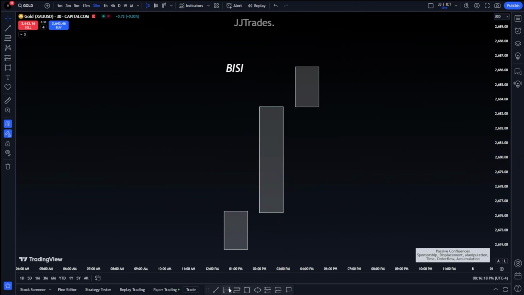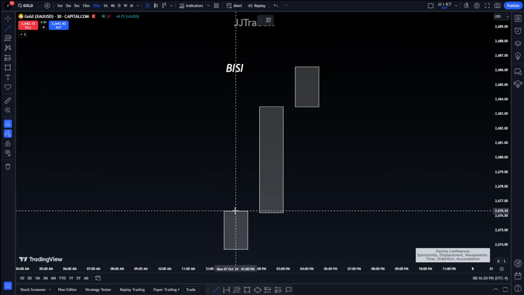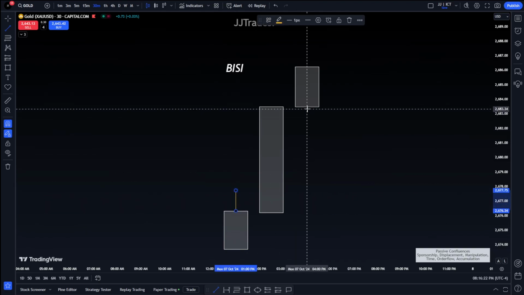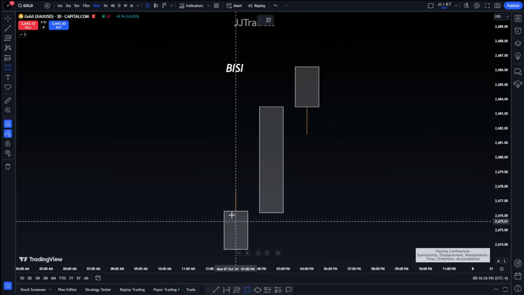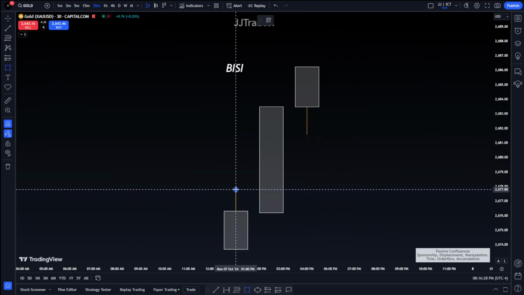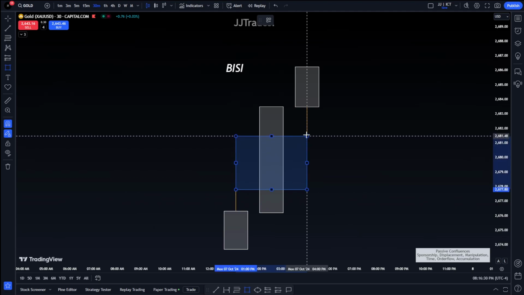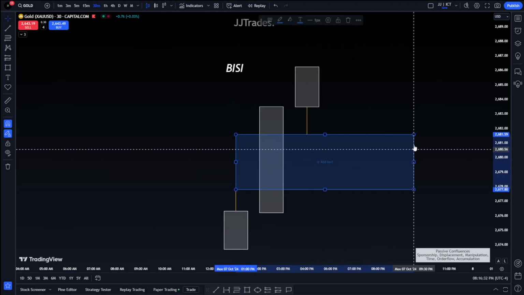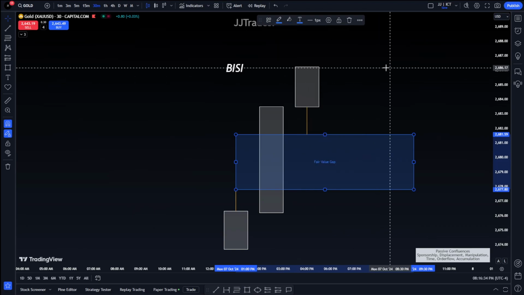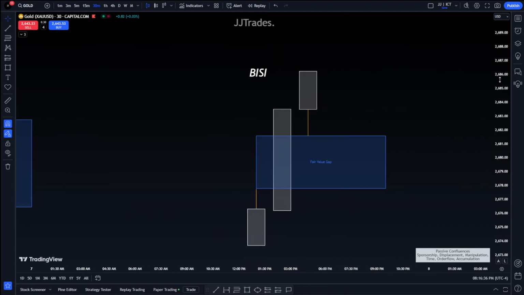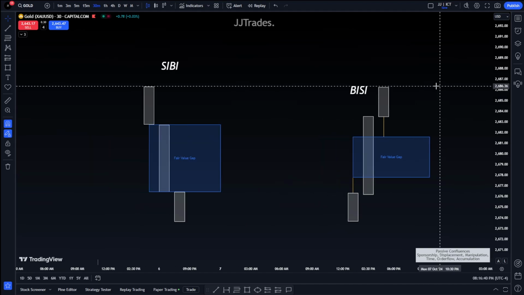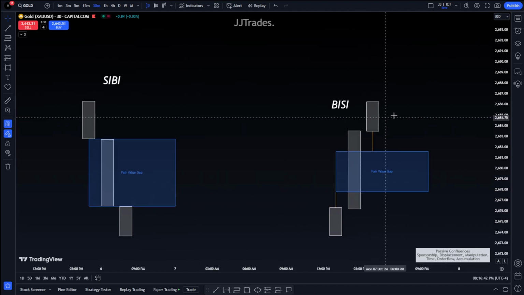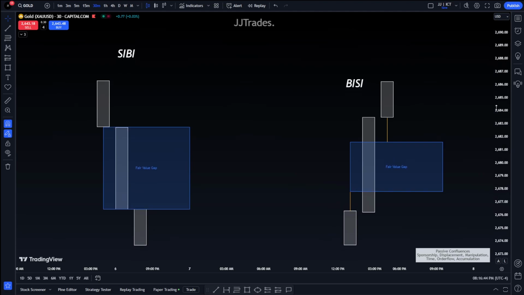And if we include wicks in this, because we're not including wicks, bang. And bang. Okay. First candle's high. Third candle's low. There's your fair value gap, or your buy side imbalance, sell side inefficiency. Very, very simple, right? Now you can go ahead and analyze this, screenshot this, or use whatever you need.